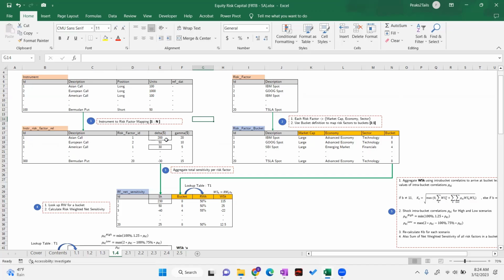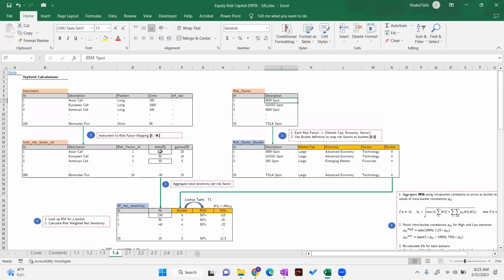Sensitivities could be in a very different table. It doesn't have to be here, but then you have to fetch that data, join the table and add those columns. So what I'm saying is, if you're looking at every row, it is an instrument to risk factor pair. With that pair comes the sensitivity. Because you can read it like this: the Asian call option has a delta sensitivity of 200 to risk factor 1. The American call option has a delta sensitivity of 30 to the same risk factor 1.